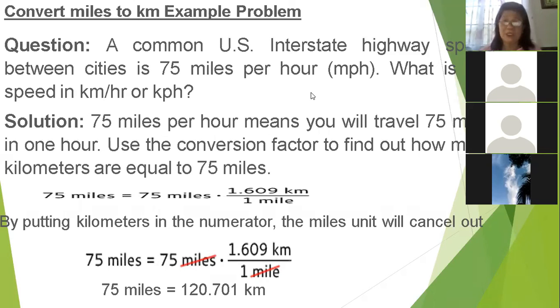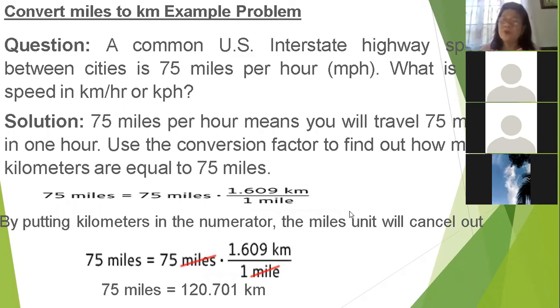This is not velocity. It's speed because it's just a scalar quantity. Velocity has a magnitude and at the same time a direction. Here, it's just speed without direction. So what will be its speed in kilometers per hour or kph? What will be our solution?